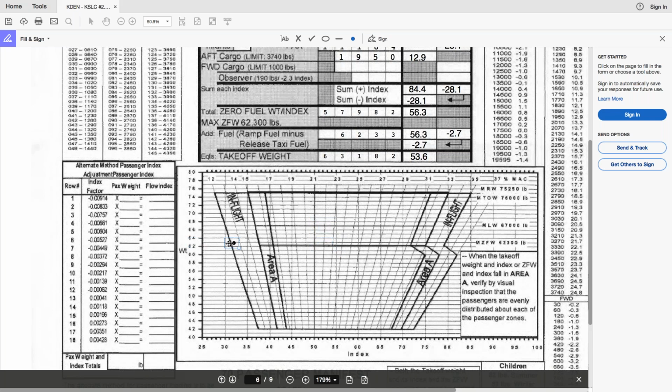And my takeoff was 64,215. Okay, that works. Either way. 64,215, that's good. Oh yeah, I increased that. 64,215? Yep. Okay. So 64,215, 53.6. Somewhere right there. Well within our CG.